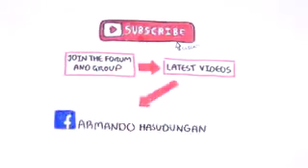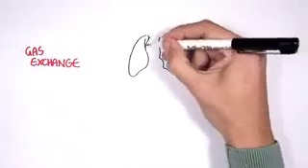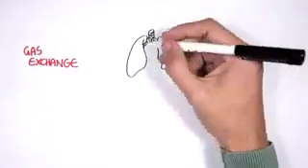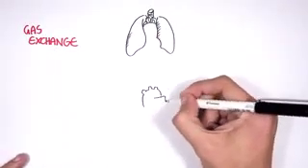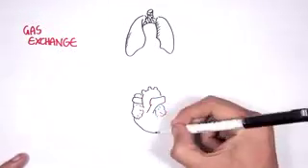In this video, we're going to look at gas exchange. So essentially, we're looking at how gases are transported around our body, the oxygen and carbon dioxide, and how our tissues receive this oxygen and how our lungs receive the carbon dioxide so we can exhale it.